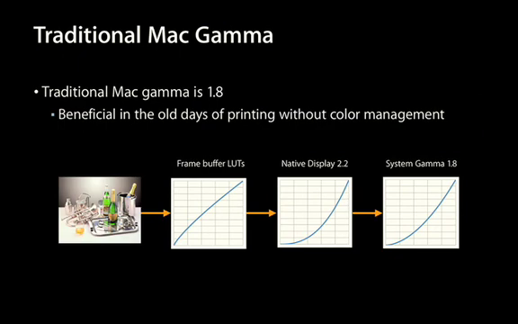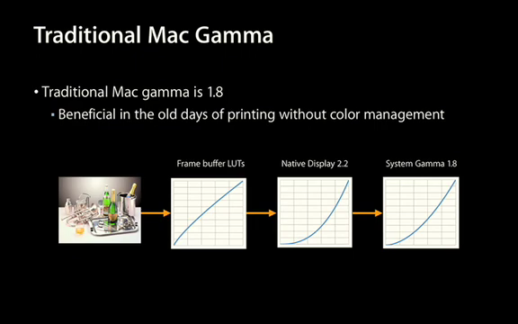a power function. So as you know, traditional Mac gamma was 1.8. That was very good in the very old days when there was no color management. You wanted to print. Many of you may be familiar with the problem of dot gain. And so just not to go into the details of that, 1.8 was really a much better solution for printing. We need to somehow implement that.